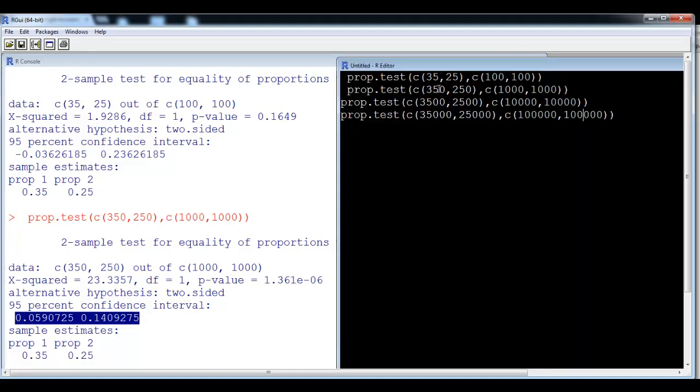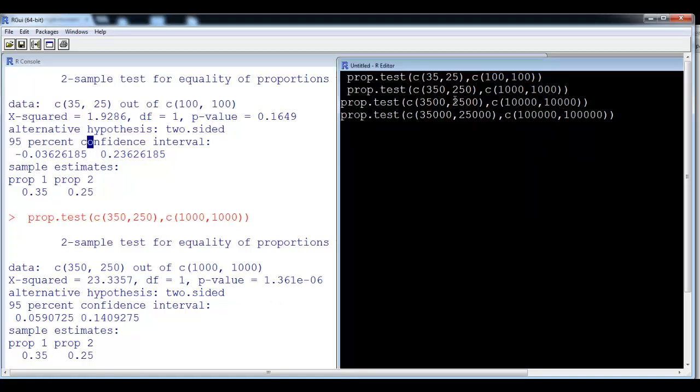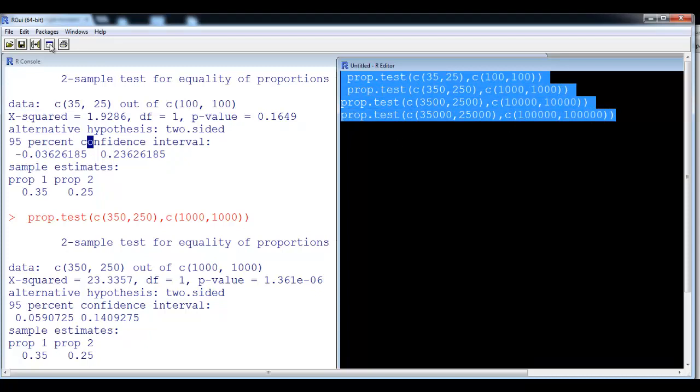So again 35% is different from 25% just because the sample size has increased, whereas in the earlier case 0 lay in the confidence interval. Here 0 does not lie in the confidence interval. Again I am going to increase the sample size to 10,000. You have 3,500 here, 2,500 here out of 10,000, and then 35,000 out of 100,000 and 25,000 out of 100,000. So let us run all these commands together.